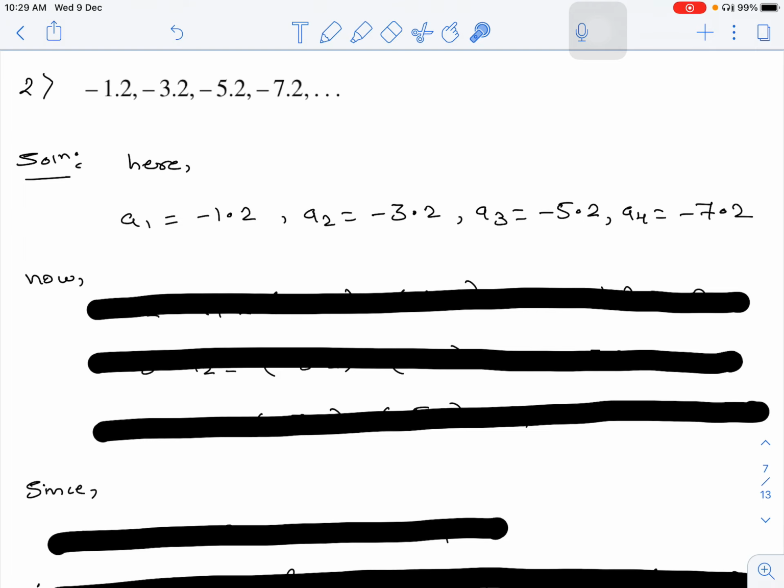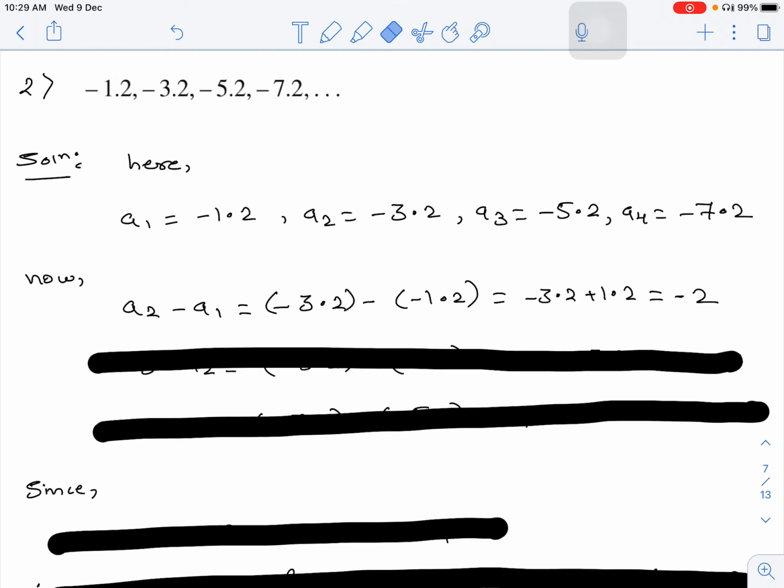Now we will find the difference between two consecutive terms: second minus first, third minus second and fourth minus third. So A2 minus A1: the value of A2 is minus 3.2, minus the value of A1, which is minus 1.2. Now this minus minus will become plus, so we get minus 3.2 plus 1.2, so the difference is minus 2.